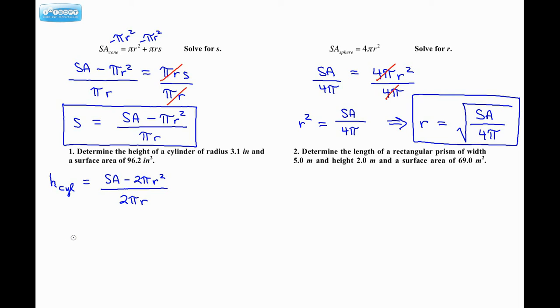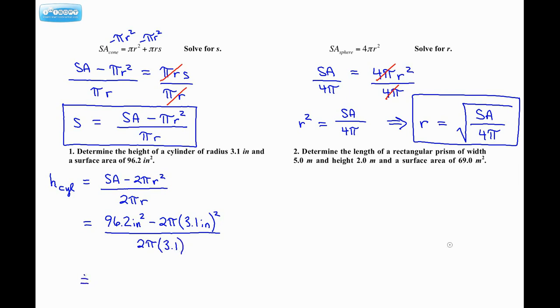But now we can input the values that are given. So this is equal to, and the surface area is 96.2 inches squared, minus 2 times pi, and I'll just use the pi button in my calculator, times the radius squared, and the radius is 3.1 inches. So I'll square that whole thing. And everything is going to be divided by 2 pi, again, times the radius. So all we have to do now is work this out in our calculator.